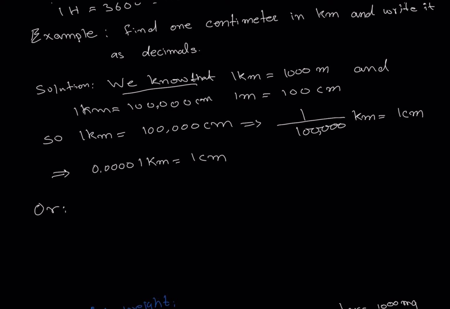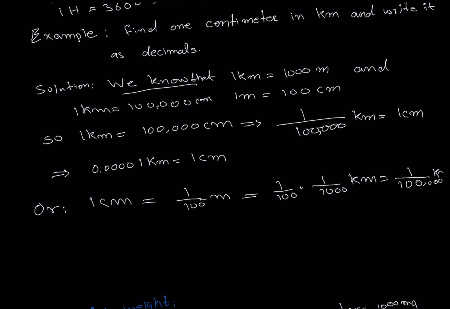Or we can say 1 centimeter is equal to 1 over 100 meter. Then in terms of kilometer, 1 meter will be 1 over 1000 kilometer. So if you multiply these two together, it will give me 1 over 100,000 kilometer, which will give me 0.00001 kilometer.